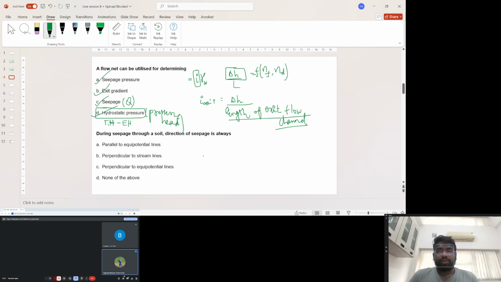So let us assume that this is a completely impervious dam and water is here. Let that be downstream and this one. So now the flow takes place in this direction. So hence flow nets will be drawn.